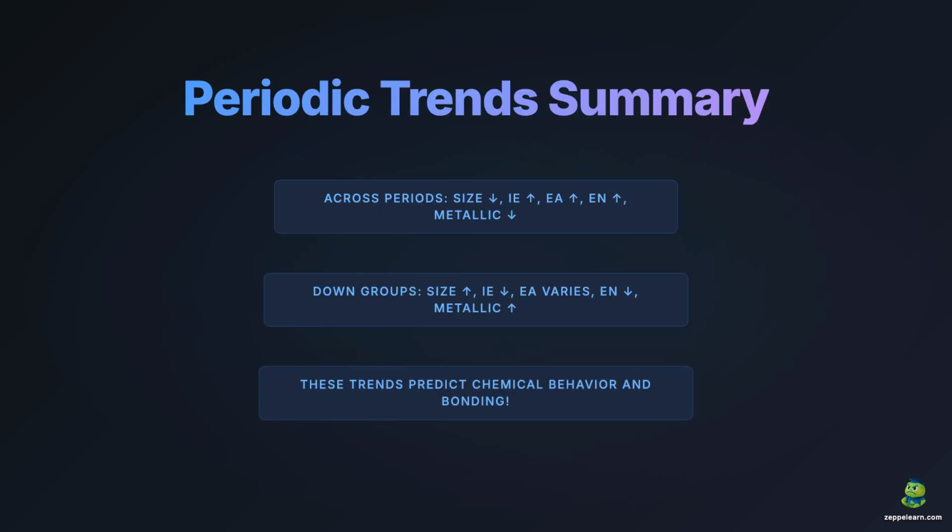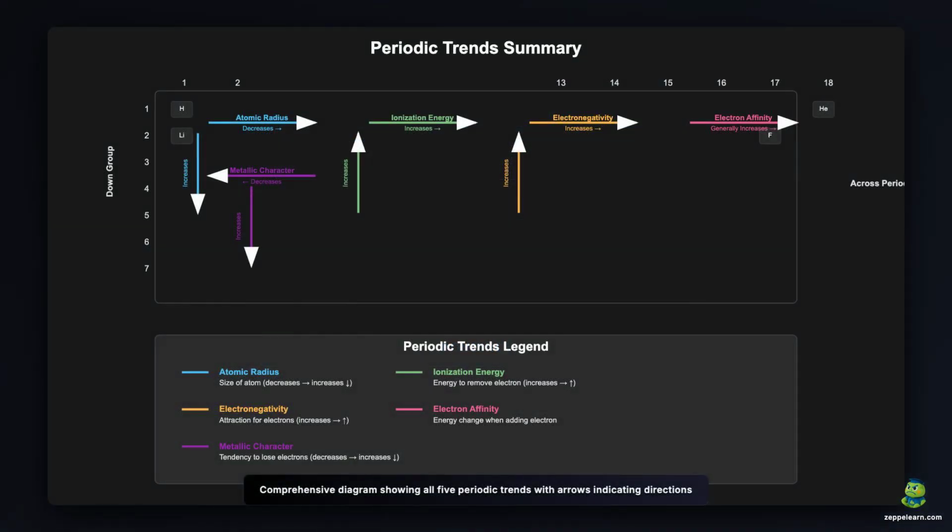Understanding these trends helps predict chemical behavior, bond formation, and compound properties. The periodic table truly is a powerful tool for understanding chemistry. This comprehensive summary shows all 5 periodic trends on one diagram, with arrows indicating how each property changes across periods and down groups, revealing the beautiful patterns in the periodic table.